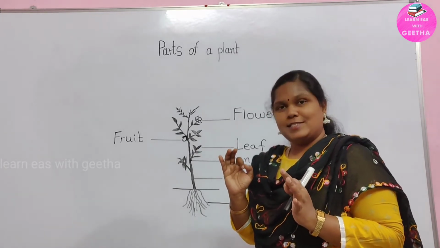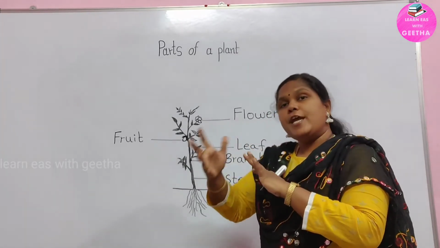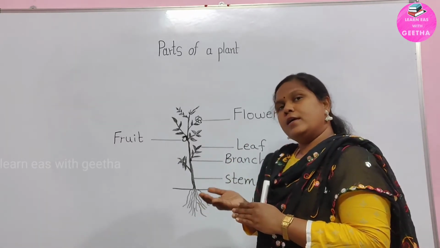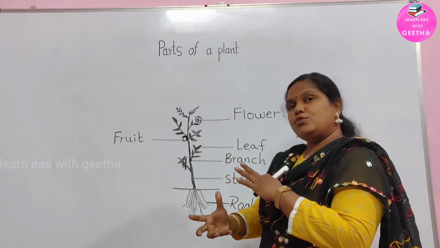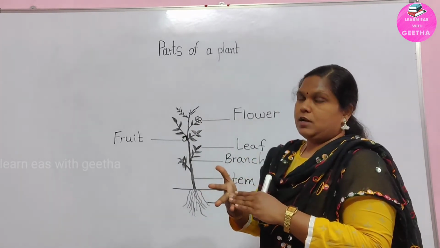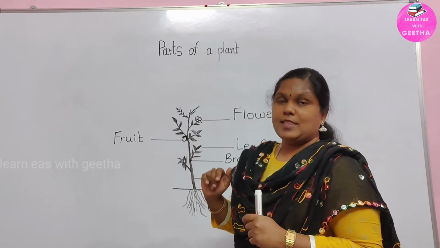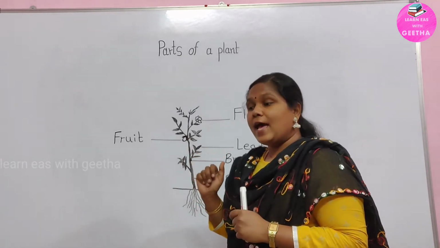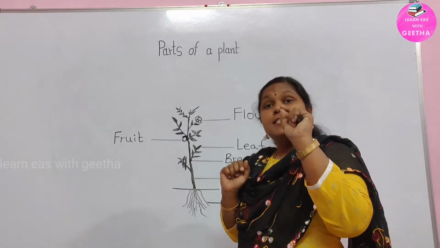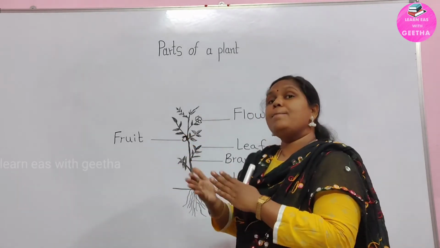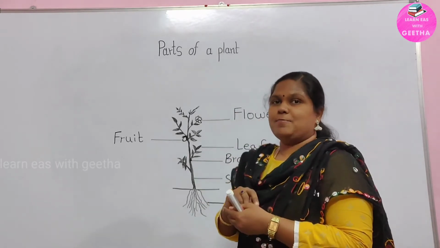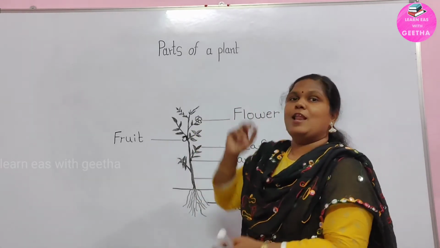And next we have the flower. Flowers are very beautiful, isn't it? Yes, these flowers change into fruits or vegetables. If it is a vegetable plant, the flower will change into a vegetable. If it is a fruit plant, the flower will change into fruit. And next come fruits. Fruits have seeds in them. Those seeds help in growing another plant. A baby plant will be there in the seed. From that seed itself, a plant will grow again.